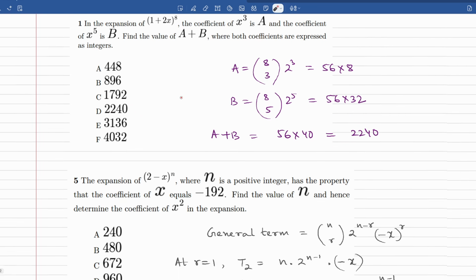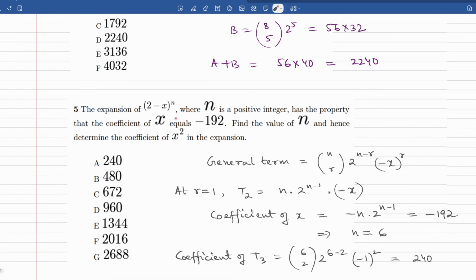The expansion of 2 minus x whole to the power n, where n is a positive integer, has the property that the coefficient of x equals minus 192. Find the value of n and hence determine the coefficient of x square. So we have to determine the value of n and use that to determine the coefficient of x square.